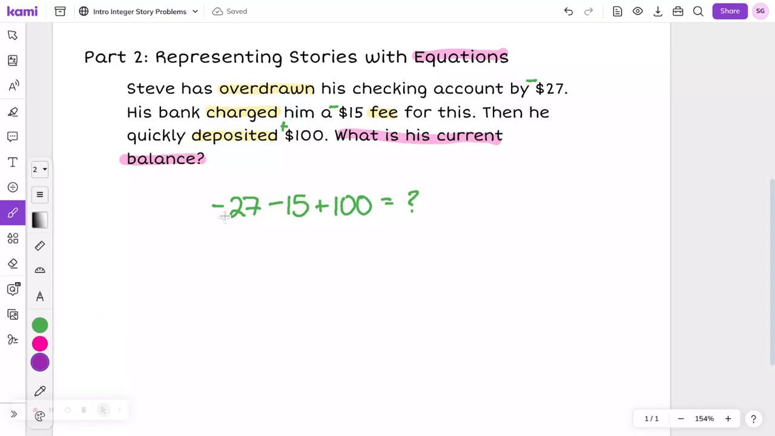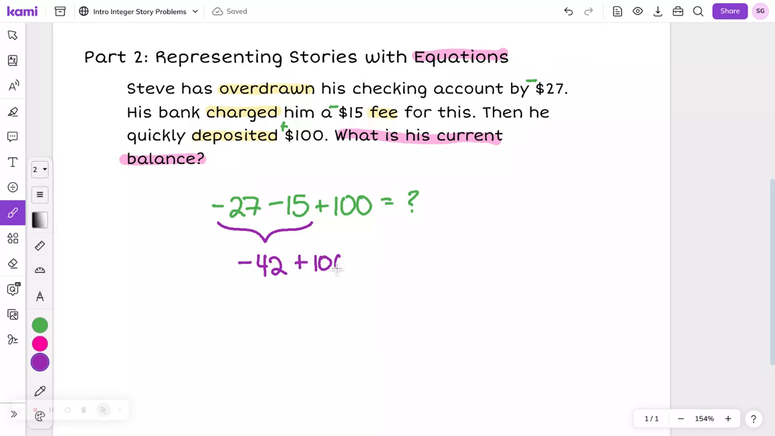So I'm going to start with that negative 27 minus 15. We learned in that previous lesson that when you have two negative numbers, when the signs are the same, you have to add those numbers and keep the sign. So I know I'm keeping the sign, so it would be a negative, and 27 plus 15 equals 42. We can think of that negative 42 in the story as that's the total amount of money he has to pay the bank. He has to pay them back the $27 and that $15 fee.